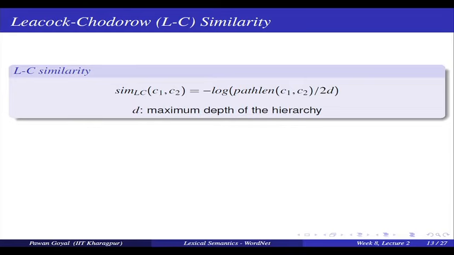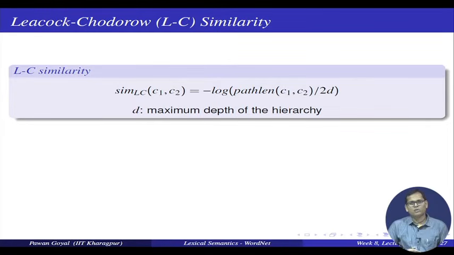And what is d here? D is the maximum depth in my hierarchy. Starting from the root node, what is the maximum depth of my hierarchy for any of the leaf nodes? This helps in that the path length will always be less than or equal to 2d, and this will give me a similarity between these two concepts.